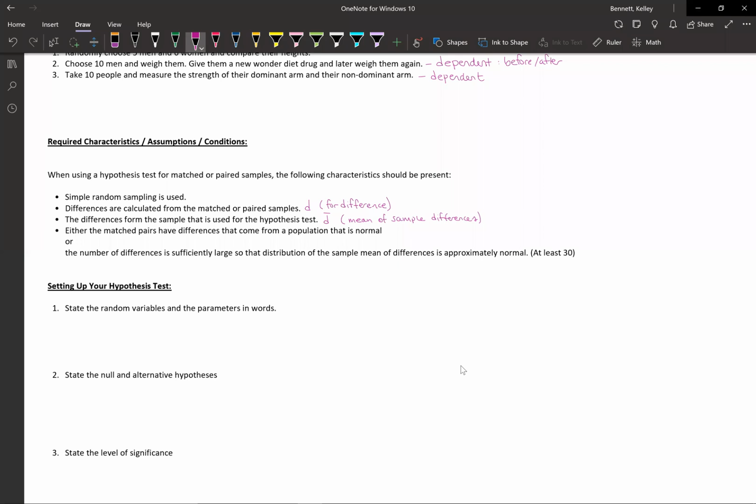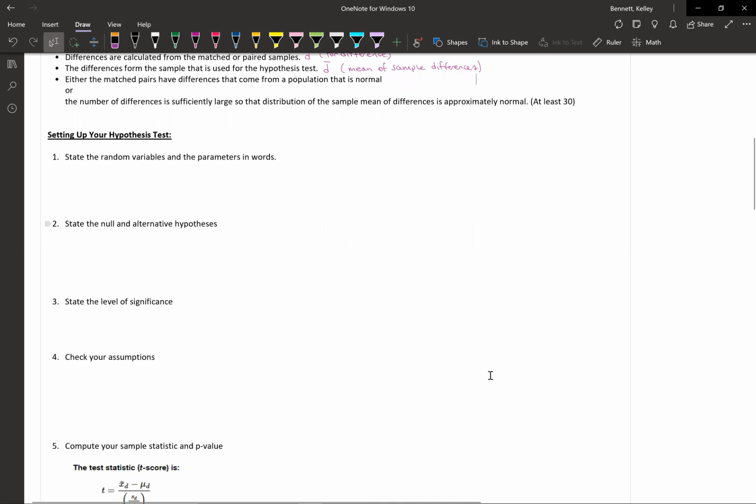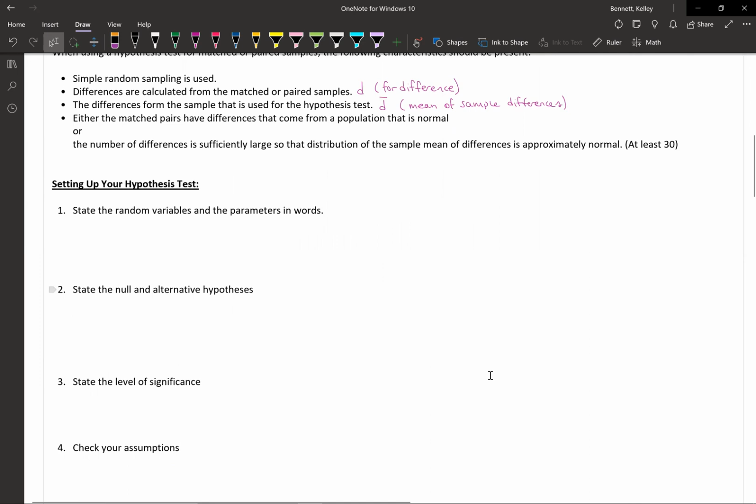And either the matched pairs have differences that come from a population that is normal, meaning we have that given to us in the problem, or I have a sufficiently large number, at least 30. And this is an assumption that we've seen, I want to say a million times, but I'm being hyperbolic. We've seen it a lot. All right, so to set up our hypothesis test, we want to state the random variable in words.